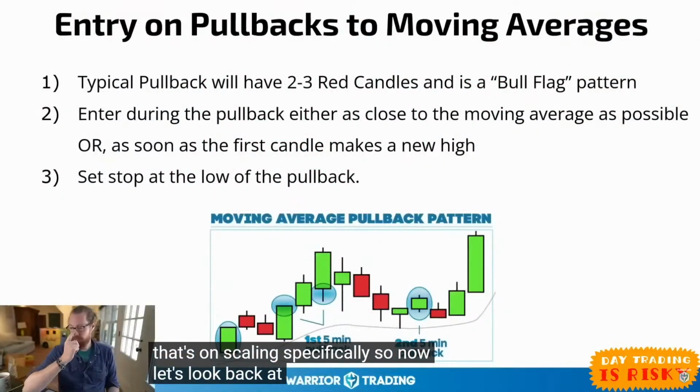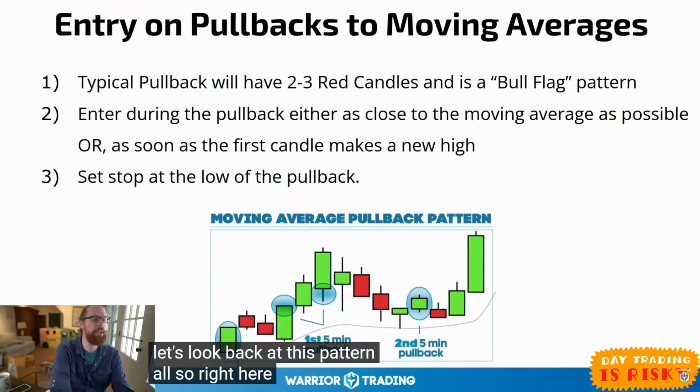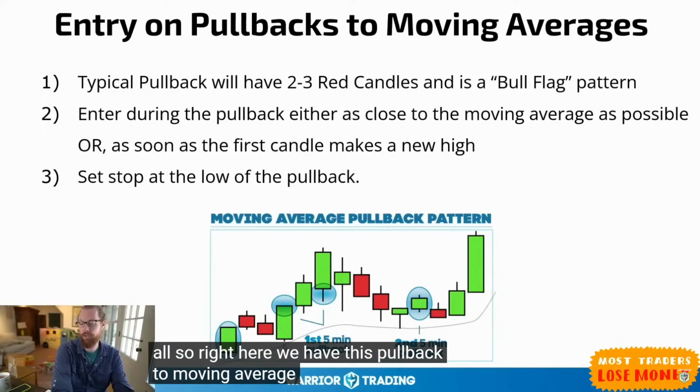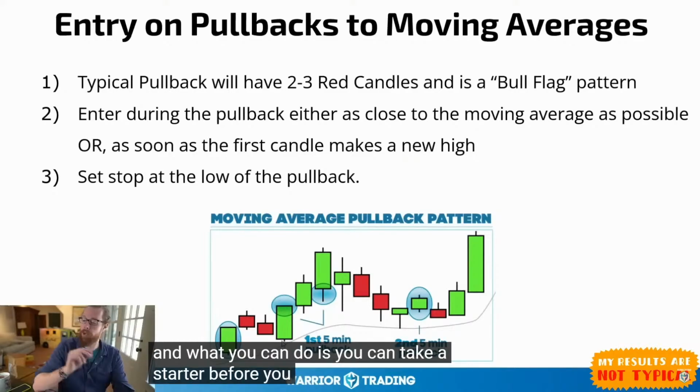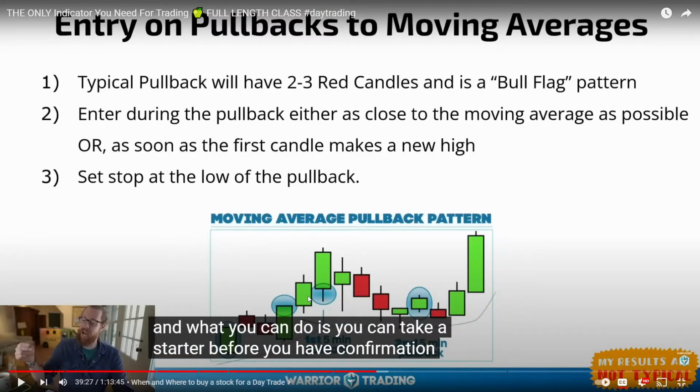So now let's look back at this pattern. Here we have this pullback to the moving average. And what you can do is take a starter before you have... All right, let's write that down. I didn't even write that down. So, as you see right there at the top, it says typical pullback has 2 or 3 candles on a bull flag pattern. It says enter during the pullback, enter as close to the moving average as possible or as soon as the first candle makes a new high. I'll explain it right now, but let's write that down first. That's actually very important.